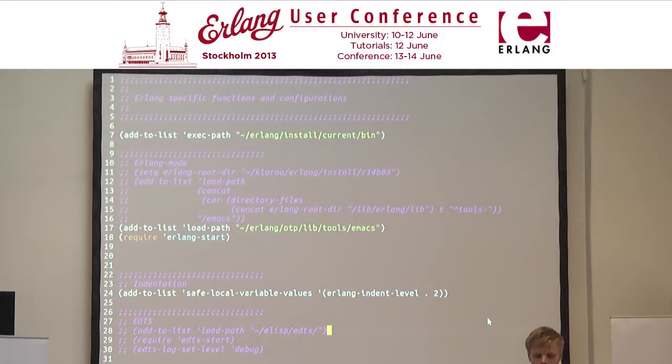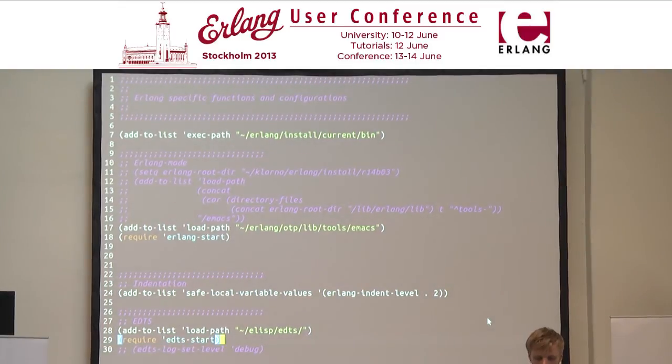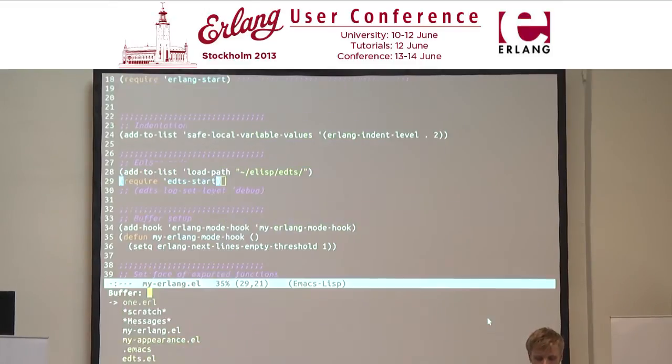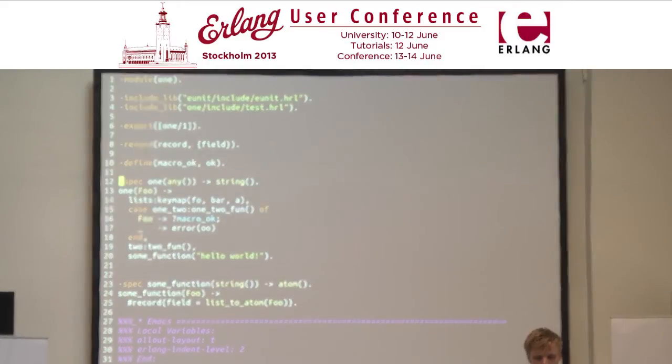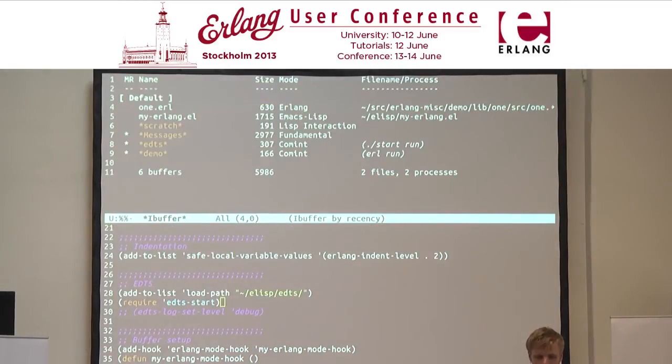So you pretty much only have to add two lines to your Emacs configuration. One to add EDTS to the load path, and one to require it and actually load it. There we go. That's all you need. So if I now go to one, and I revert this buffer, you can see that it fires up the node. So you see here that I have one primary EDTS node and one node that's for the project.